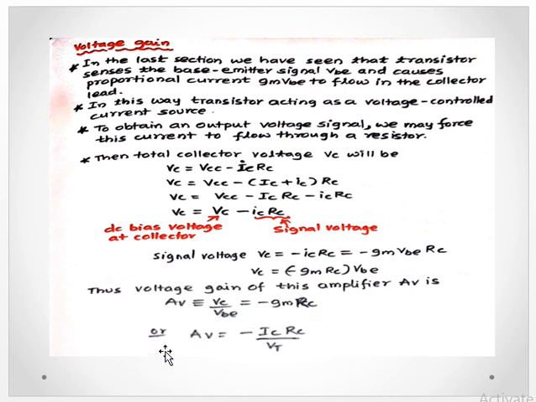One more expression we can derive by substituting for GM in terms of collector current. AV can be written as minus IC by VT times RC. So you will get voltage gain as either minus GM RC, or it can be written as minus IC by VT into RC.